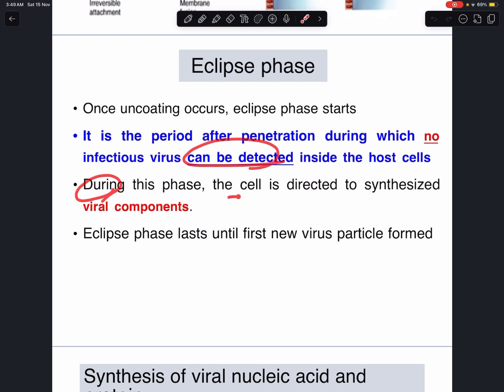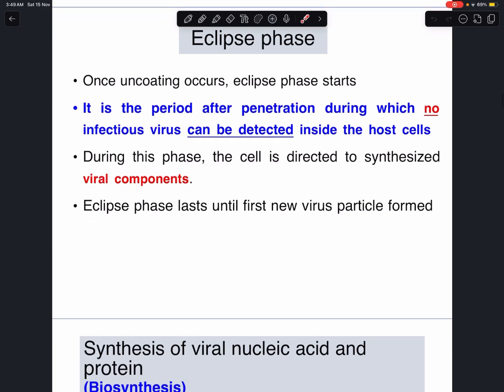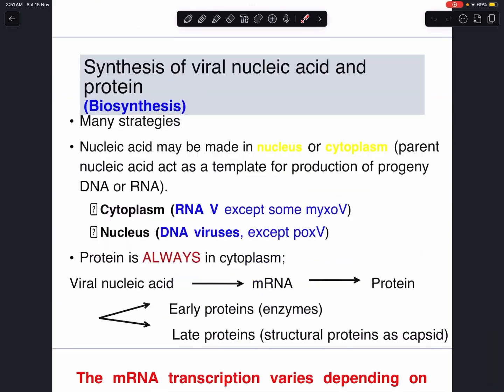During this phase, the cell is directed to synthesis of viral components. The eclipse phase lasts until the first new virus particles are formed. So when a new virus is formed, it will be detected. But when the viral components are being synthesized, nothing can be sensed. But when the virus is finally formed, everything is going to show in the blood test, etc.